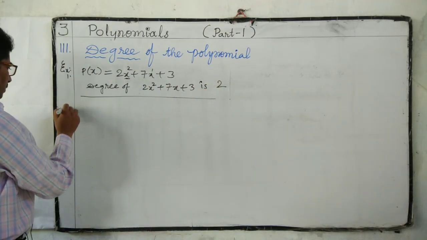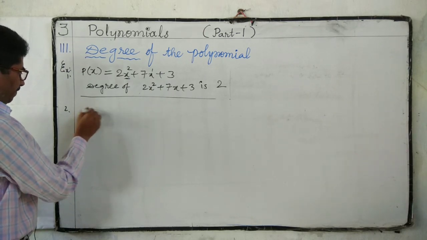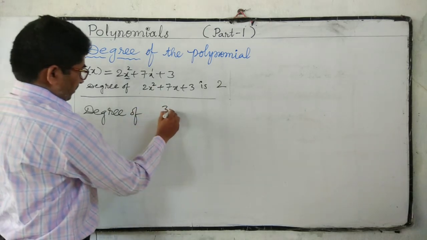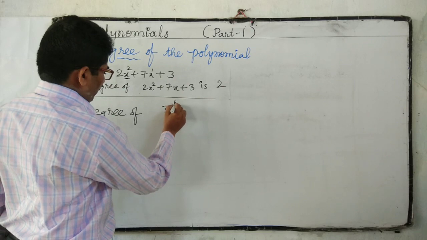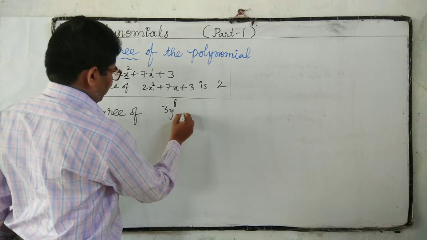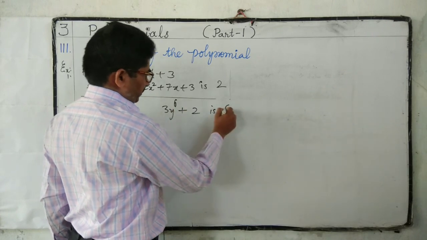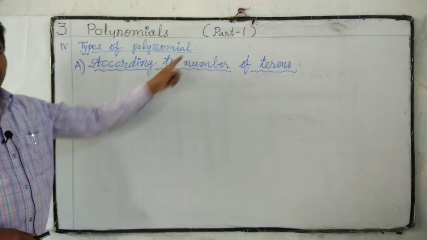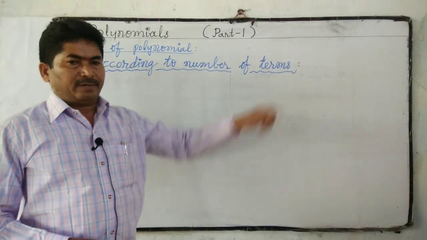One more example. Degree of 3y power 7 plus 2 is 7. Types of polynomial. A. According to number of terms.